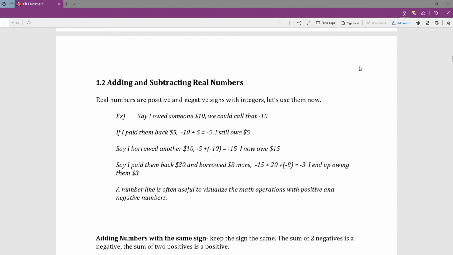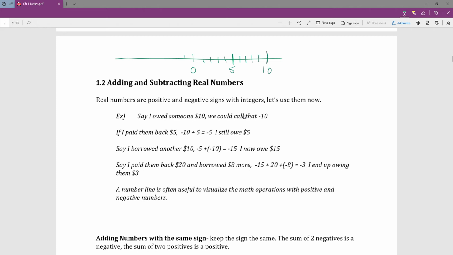So 1.2, we're moving on in real numbers. And now that we've got these properties down, we're going to start adding and subtracting real numbers. So like I said, real numbers for our purposes right now are anything that are on a number line. So a number line would have 0 in the middle and move up here to all the positives. Oh, I wasn't counting. 1, 2, 3, 4, 5, 6, 7, 8, 9, 10, right?